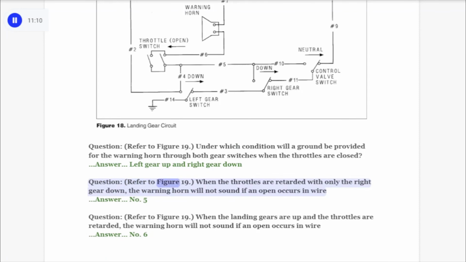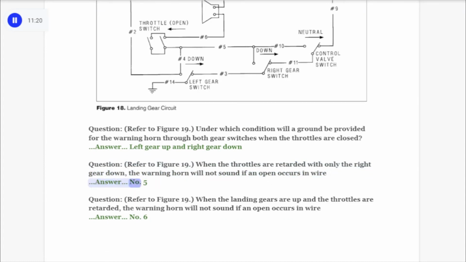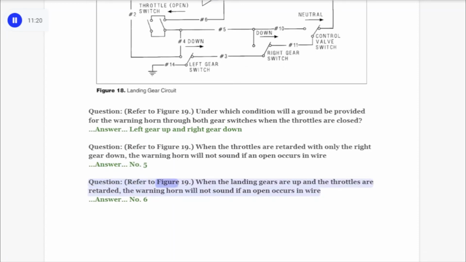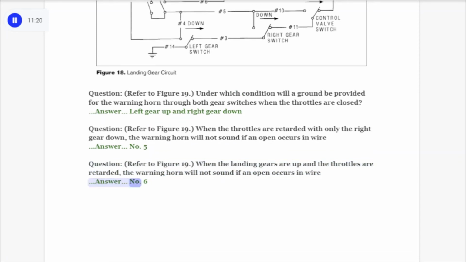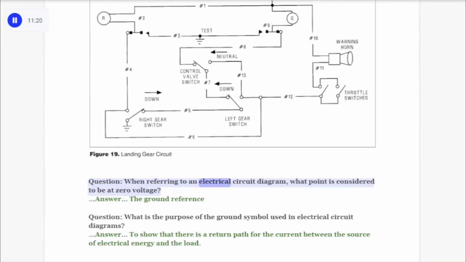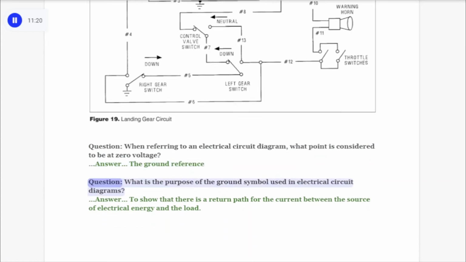Question. Refer to Figure 19. When the throttles are retarded with only the right gear down, the warning horn will not sound if an open occurs in wire. Answer. No. Question. Refer to Figure 19. When the landing gears are up and the throttles are retarded, the warning horn will not sound if an open occurs in wire. Answer. No. Question. When referring to an electrical circuit diagram, what point is considered to be at zero voltage? Answer. The ground reference.